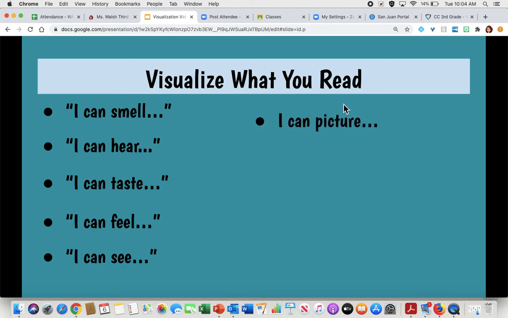And so you can always start with the sentence, I can picture... And that is where you describe. And so that is going to be it for visualization.